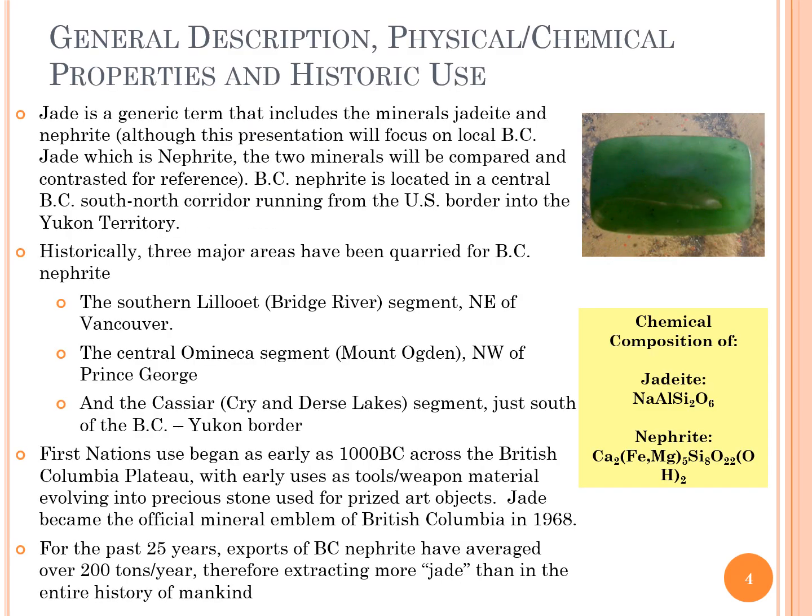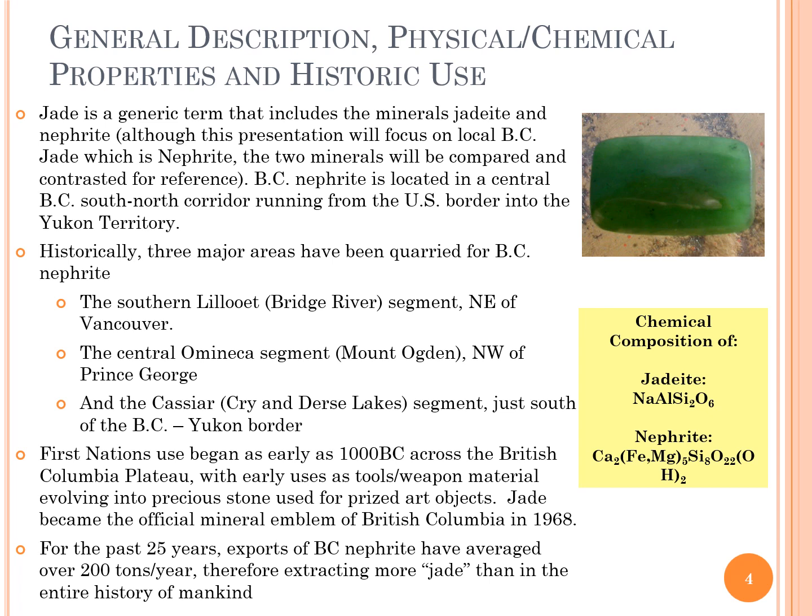So let's begin by taking a look at the general description, physical and chemical properties, and historic use for jade. Jade is a generic term that includes two key minerals, jadeite and nephrite, and although this presentation will focus mostly on local British Columbia jade, which is nephrite, the two minerals will be compared and contrasted for reference.